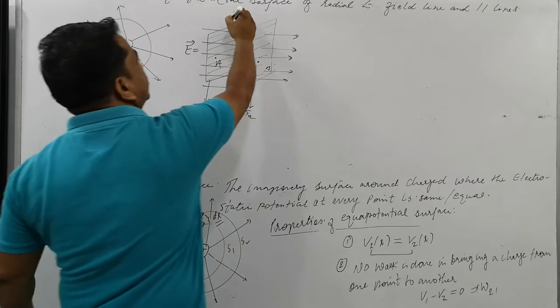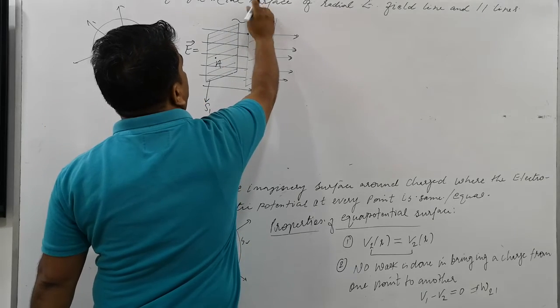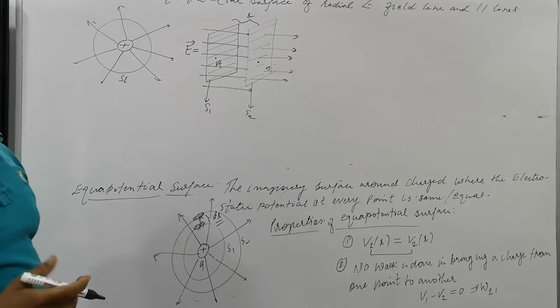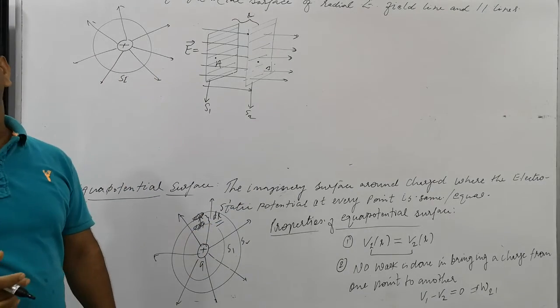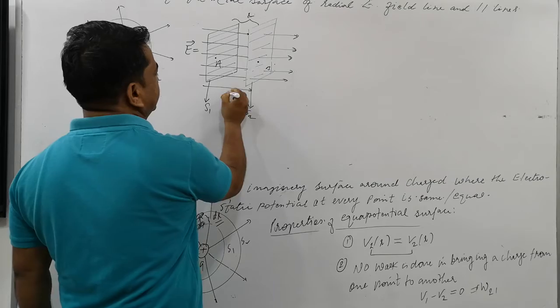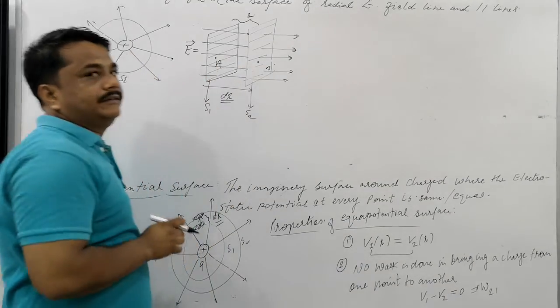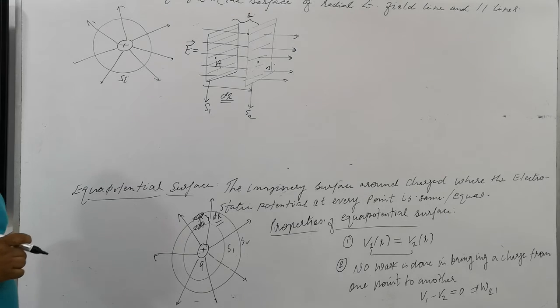Right. So we can say that the distance between them is R, suppose. Now, the closer the equipotential surfaces, very close equipotential surfaces, you can say this is dr. So here the potential difference is different. Clear? Is that clear? Equipotential surfaces are parallel due to the field lines.